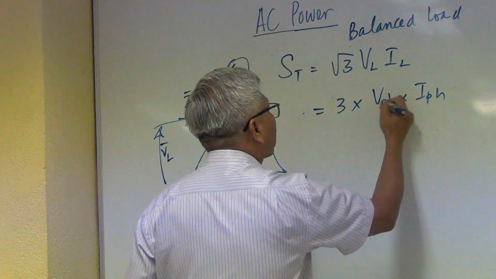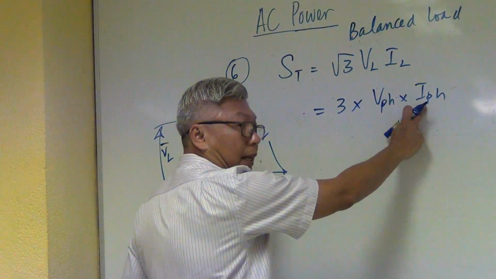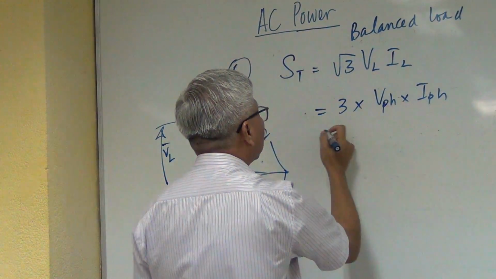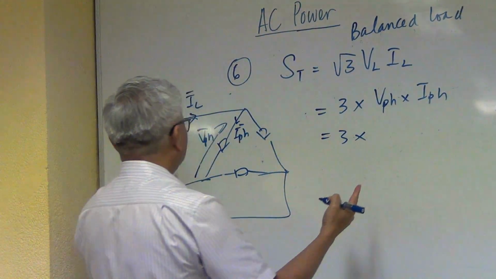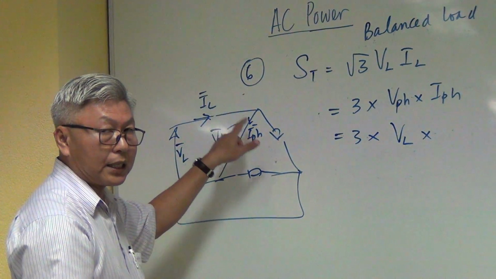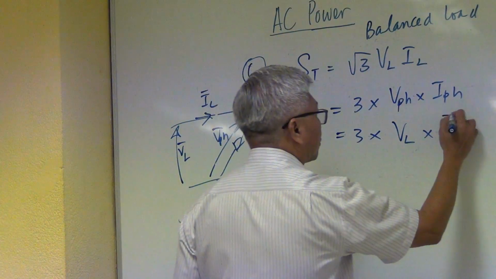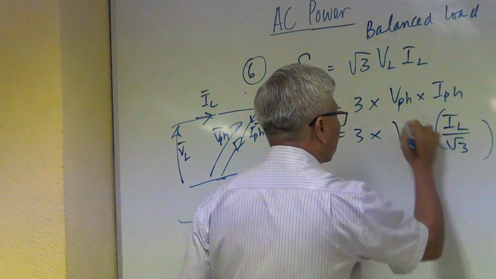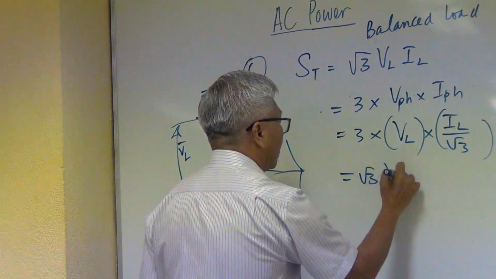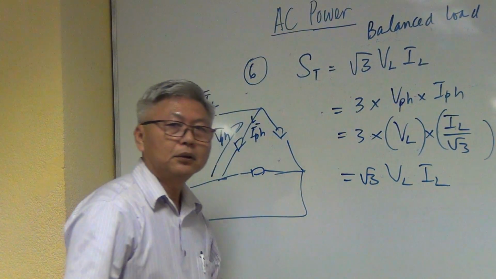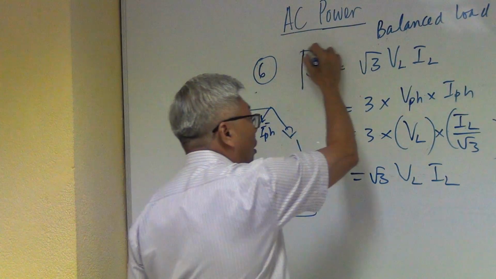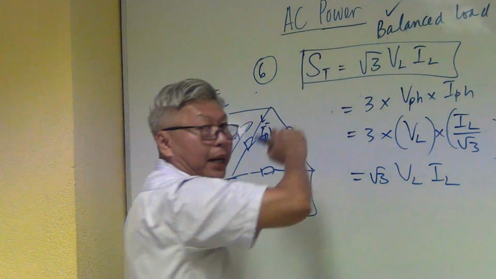Same: 3 times phase voltage multiplied by phase current. This gives you the phase power, right? Since it's 3 phase, you multiply by 3, and that should be the total. Now, phase voltage is the same as line voltage, whereas phase current is not the same as line current. Phase current is smaller than the line current by square root 3. Okay? So again, you have 3 divided by square root 3, so that becomes square root 3 VL IL. Right? So that proved to us that this shortcut formula can be used for balanced load.